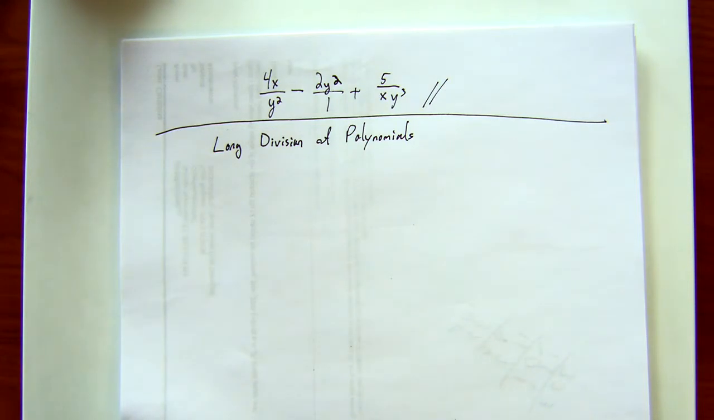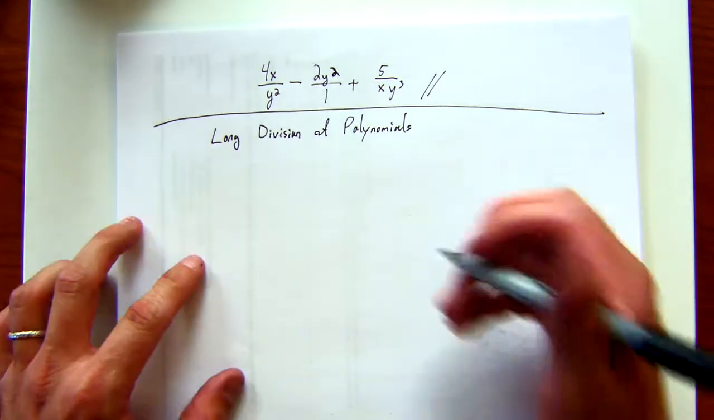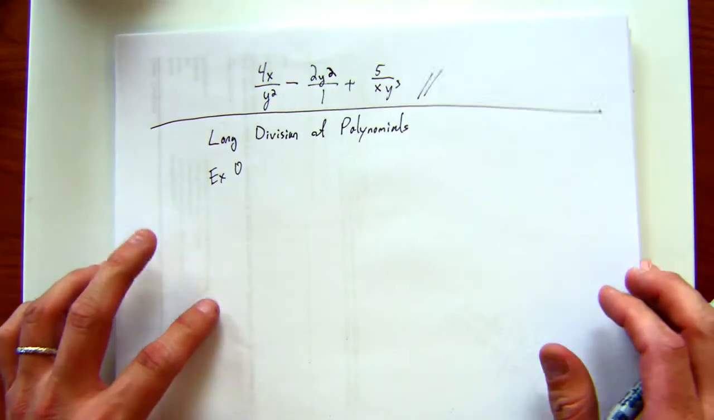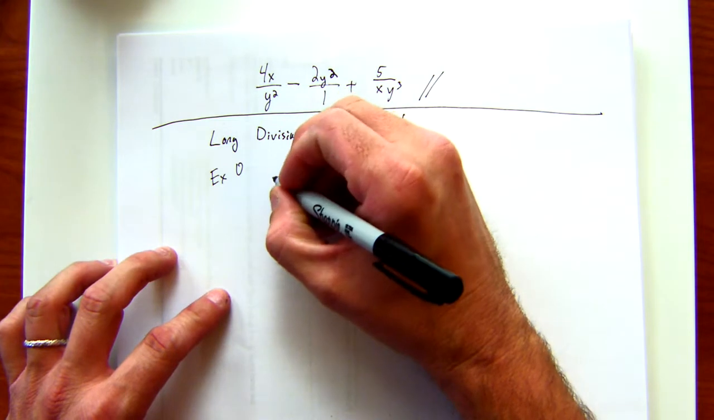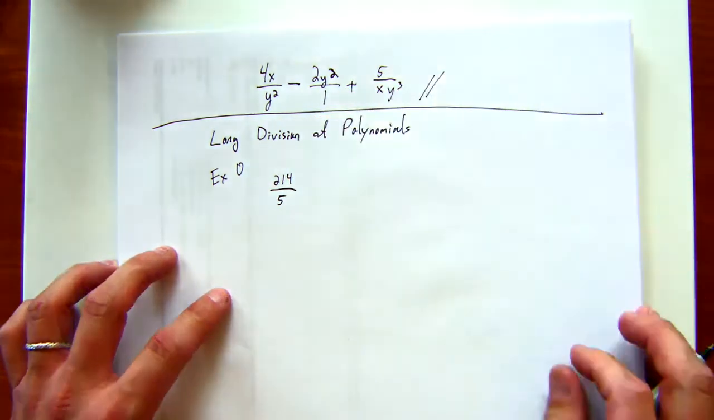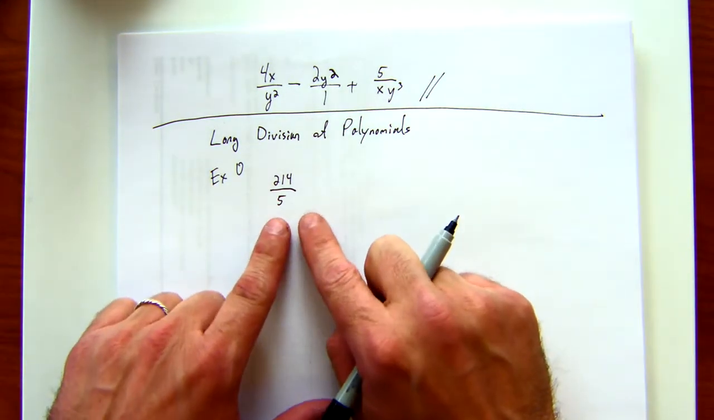So in this case, I've got a couple of example zeros to start with. I think you'll see why in a minute. Let's start with example 0. Let's do something like 214 divided by 5. So we'll start off with example 0 as an arithmetic example.